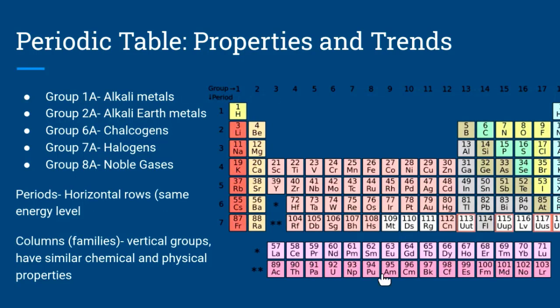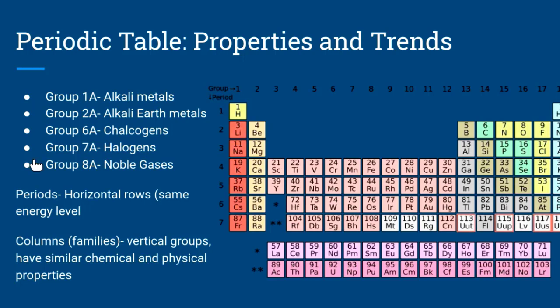All right, so the next major part of your exam is periodic properties and trends. These are just things that you basically need to memorize, so I'm just going to go through them really fast. Group 1A, which is right here, is your alkali metals. Group 2A is your alkaline earth metals. Group 6A, which is right here, is your chalcogens. Group 7A are your halogens, and group 8A are your noble gases right here.